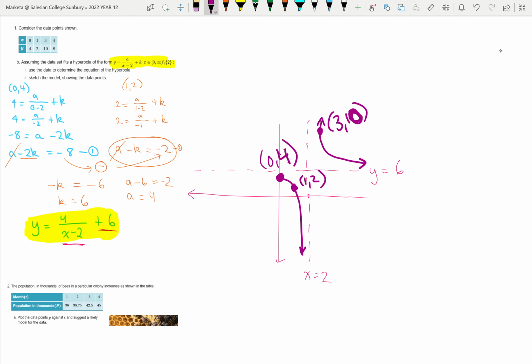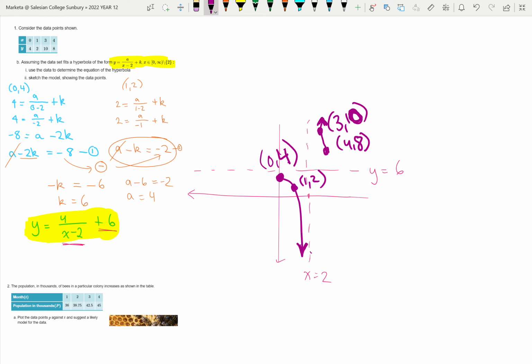So 3, 10, if x is 3, we get 3 minus 2 is 1, 4 divided by 1 is 4, 4 plus 6 is in fact 10. And our next data point at 4, 8, I'm going to put that there. And again, 4 minus 2 is 2, 4 divided by 2 is 2, 2 plus 6 is 8. So yes, that does lie on there. You'll notice I put my arrow on this end to continue down there, and an arrow here to continue here, because we're skipping the 2 value, so we don't know what happens there. But here I probably should cut that there as well. So that will be my sketch.